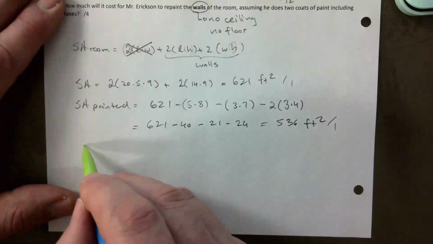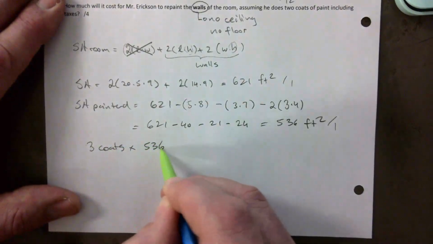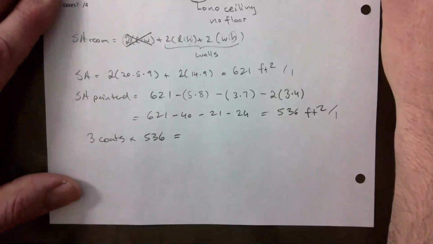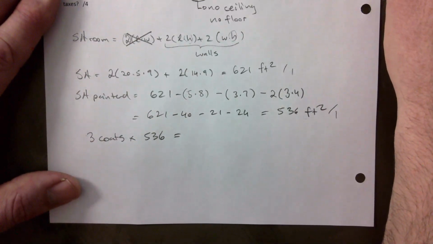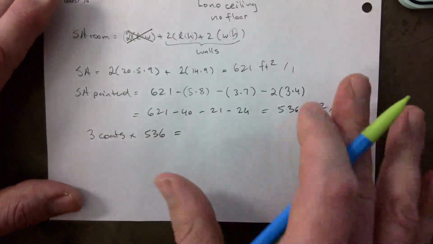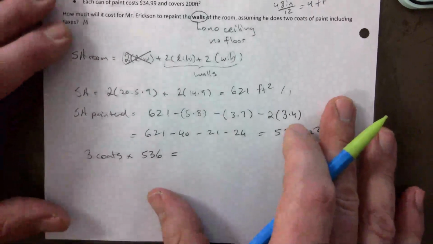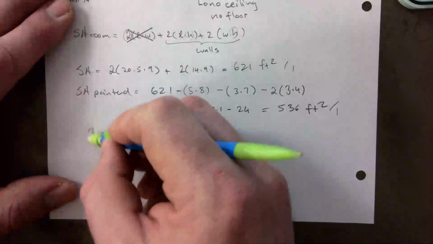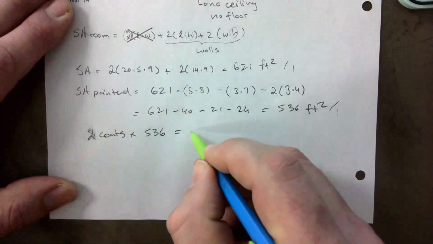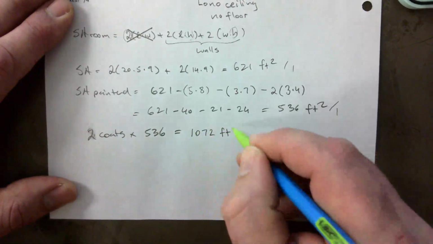Now, cost. We need to figure out how many coats. So 3 coats times 536. Okay. 3 times 536 would be 1,072. Did I say 2 coats or 3 coats? Why did I say 3 coats? Sorry, guys. 2 coats. 2 coats is 1,072 square feet to be painted.